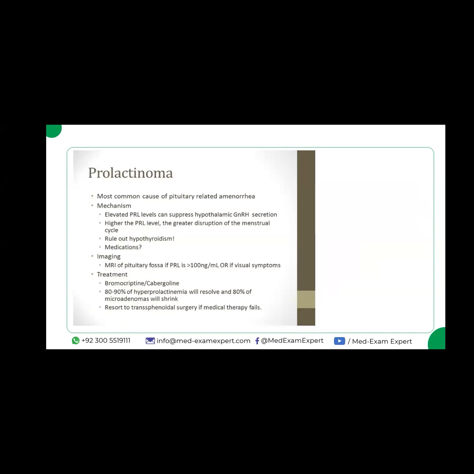We can do an MRI of the pituitary fossa if the prolactin level is more than 100 nanogram, or if the patient has visual symptoms. The treatment is basically bromocriptine or cabergoline to lower the level of prolactin, and 80 to 90% of patients with hyperprolactinemia will have improvement, and 80% of the microadenomas will shrink with this treatment. If the medical therapy fails, then the patient can have transsphenoidal surgery.